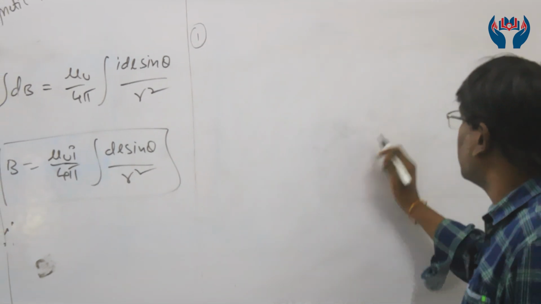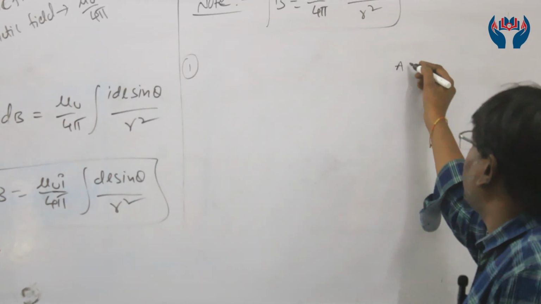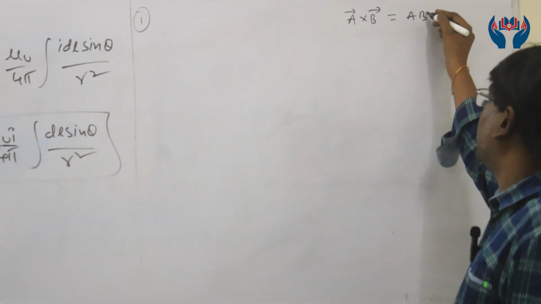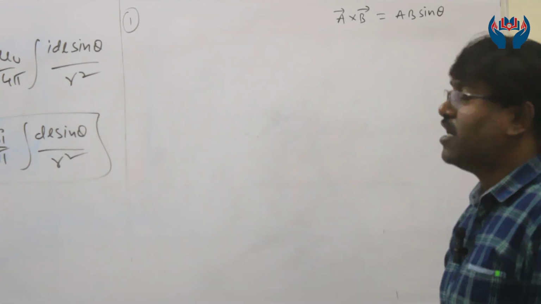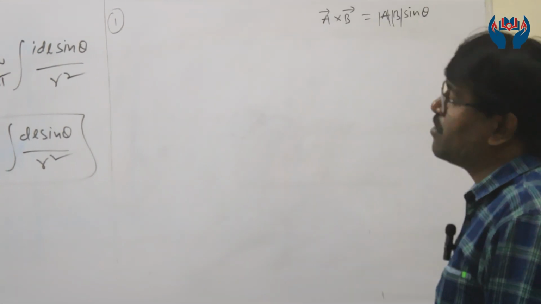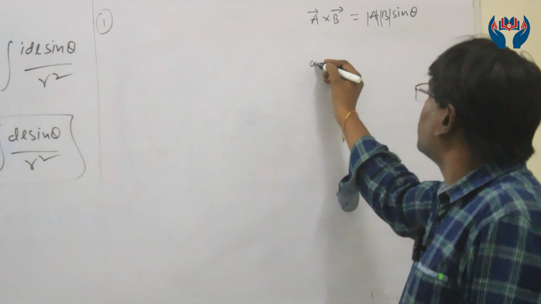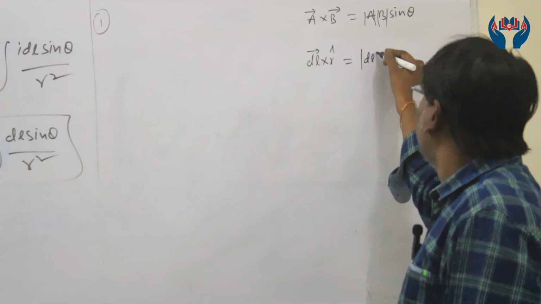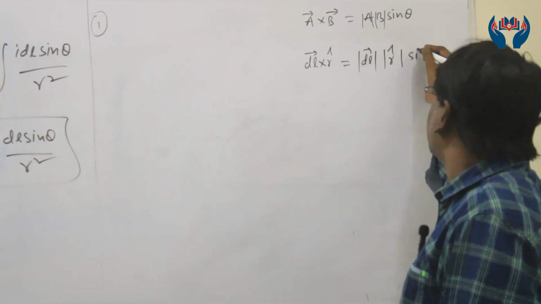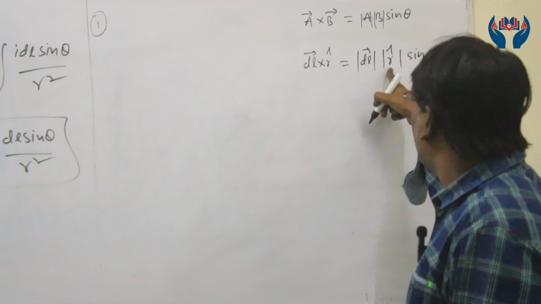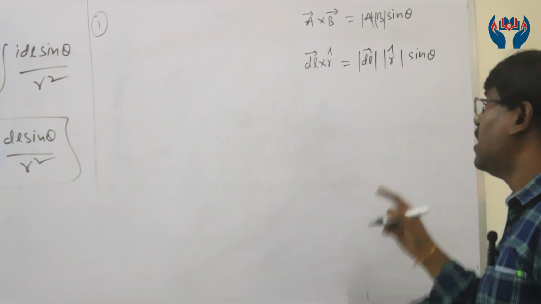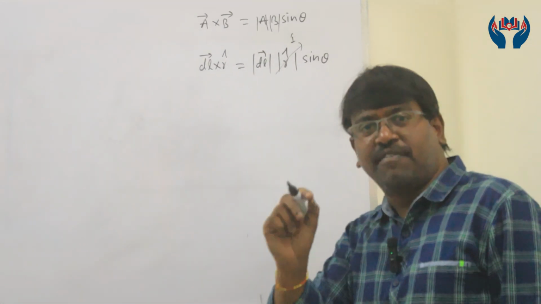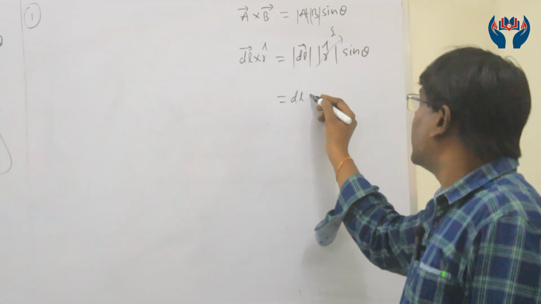Now, suppose A cross B. How can we write the A cross B value? Suppose A and B are two vectors. The magnitude of A cross B, we can write as AB sin theta, the magnitude of A into the magnitude of B into sin theta. Now here, suppose dl cross r cap. We can write it as dl, magnitude of r cap, sin theta. If r cap is a unit vector, what is the magnitude of r cap? That will become 1, because r cap is a unit vector. Now this will become dl sin theta.